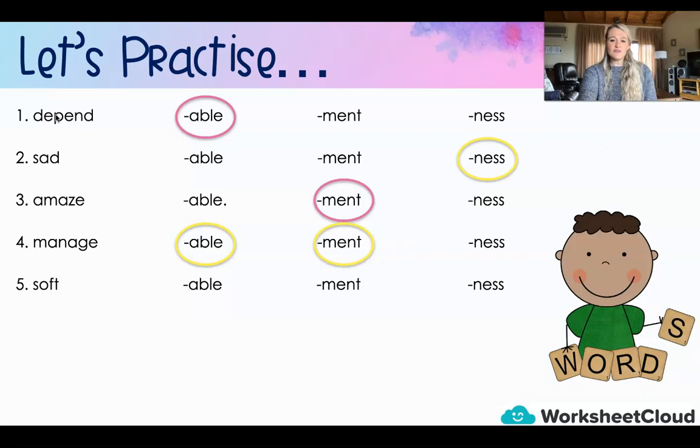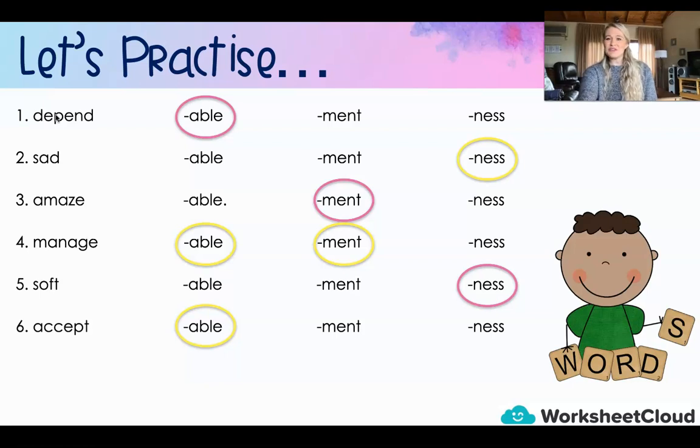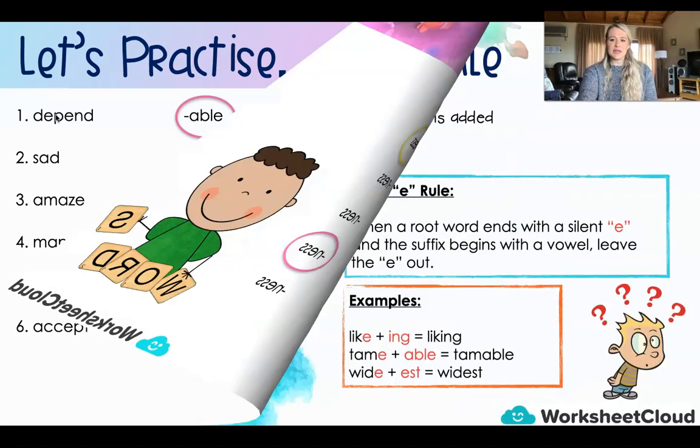Number five, soft: softable, softment, softness. Which one is it? Softness. Good. Number six, accept. Is it acceptable, acceptment, acceptness? It is acceptable. Good. Good job. I'm sure you've aced it and you've all gotten it correctly.